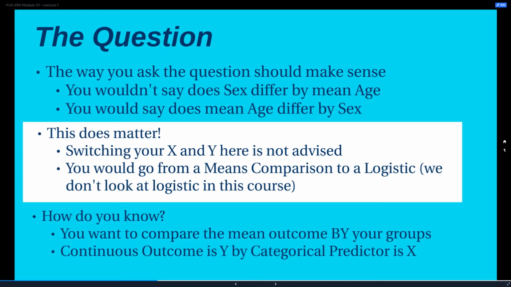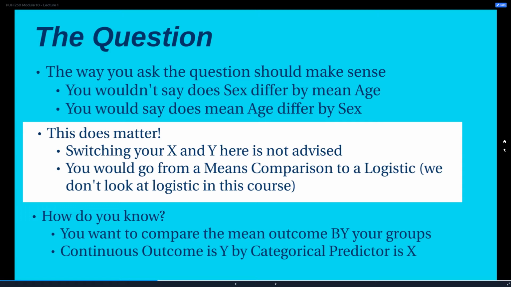You would go from a means comparison to what is called a logistic regression. And we don't look at logistic in this course. A logistic regression is a continuous predictor, continuous X with a categorical outcome. We don't do that here in this class. It's a very common type of analysis. You'll get that in more advanced classes or if you take any statistics courses in graduate school. So be very clear. For a group means comparison, your X is categorical and your Y is numeric.